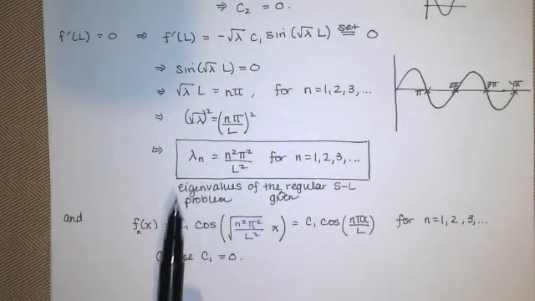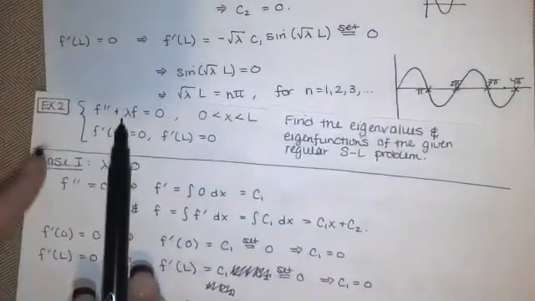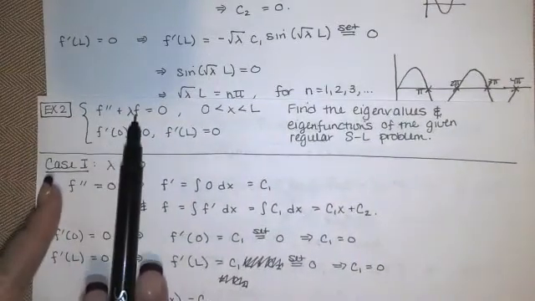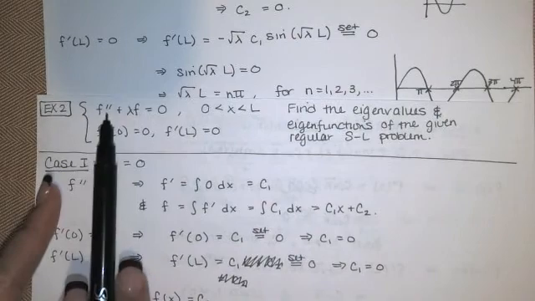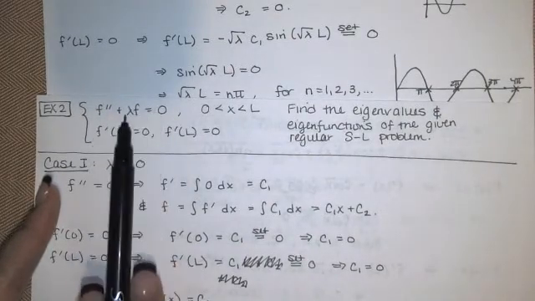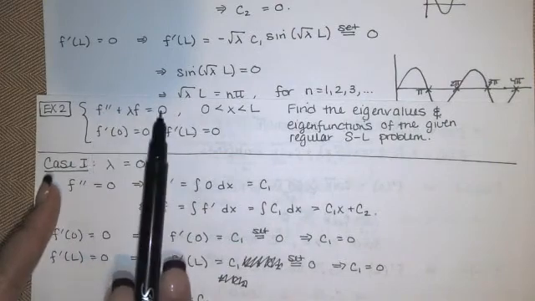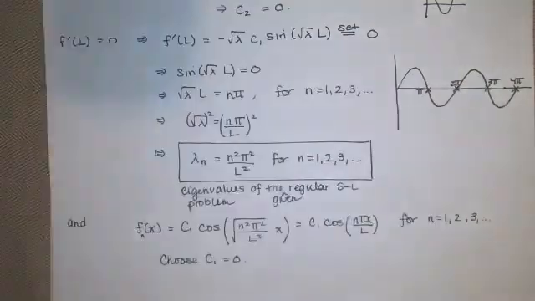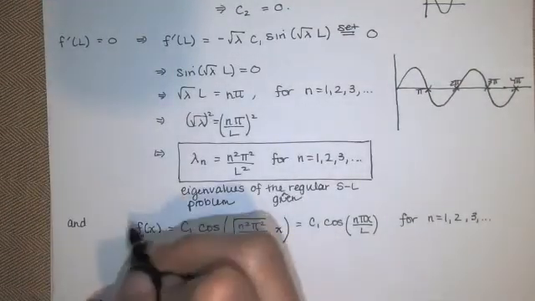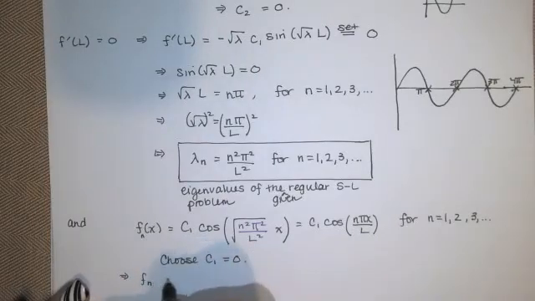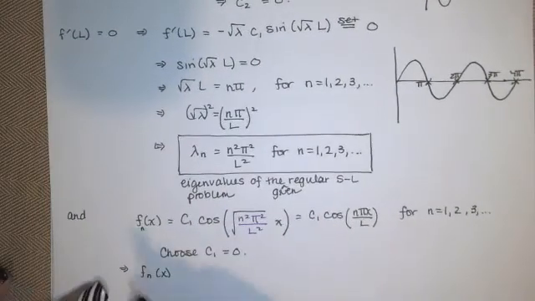And we substitute these eigenvalues into the differential equation over here. And we multiply by the corresponding eigenfunction, and we take the second derivative and we add, we always get 0. So the eigenfunctions and the corresponding eigenvalues satisfy this differential equation, and they satisfy both of these boundary conditions. Since we've chosen C1 to equal 1, we've got these eigenfunctions.